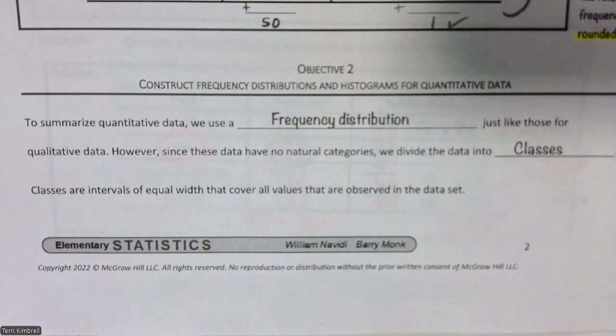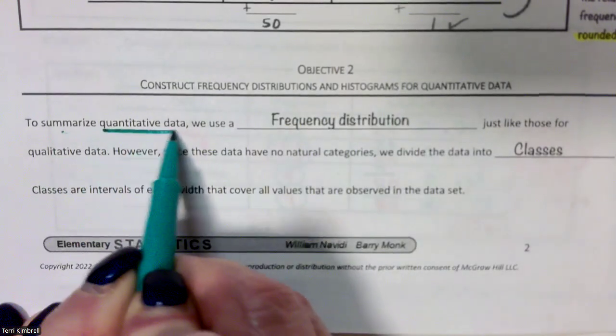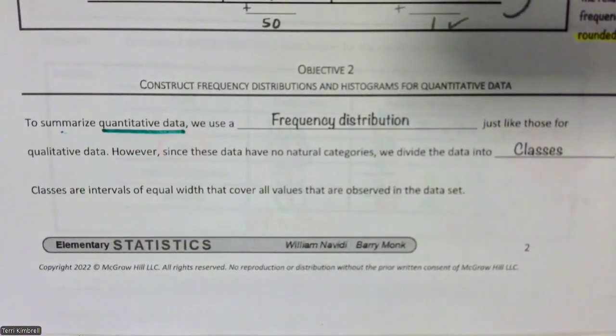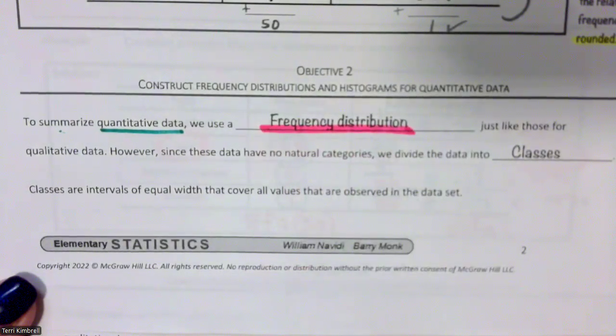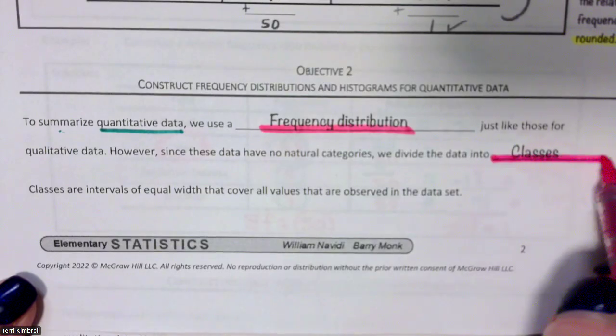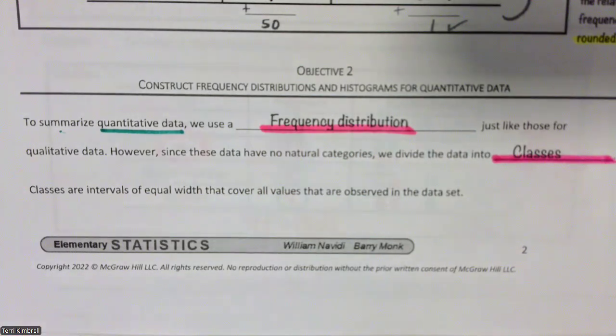So to summarize quantitative data, which is data that we can actually do numbers with and it makes sense to do something with, we're going to use a frequency distribution, just like those for qualitative data. However, since these data have no natural categories, we're going to divide these into what's called classes. Now, classes are intervals of equal width that cover all values that you observe in the data set.